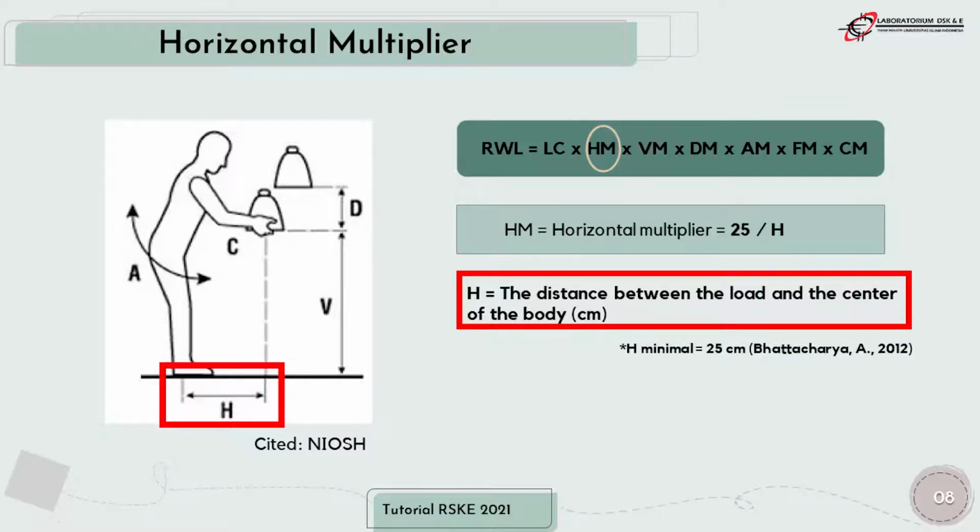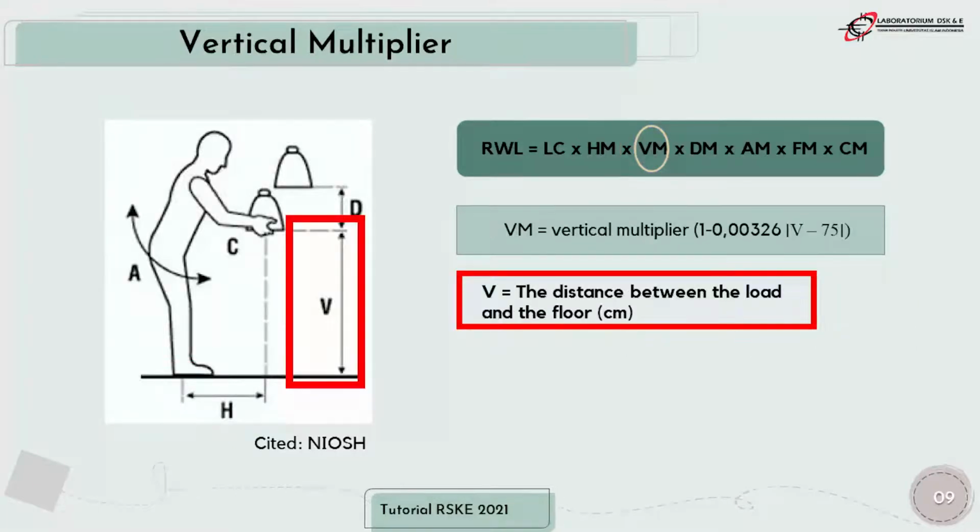Now h has a maximum distance of 25 cm. Why does it have to be 25 cm? Because according to the researchers, most objects that are more than 25 cm away cannot be lifted without experiencing stomach problems.